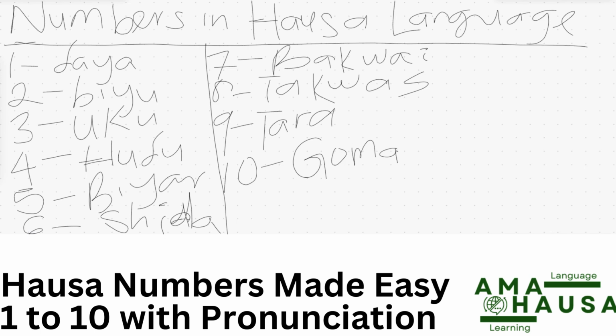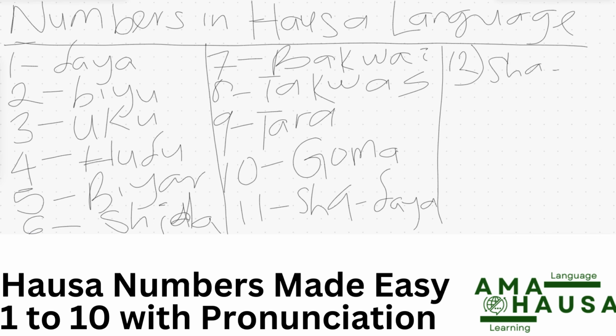From 11 to 19, it's pretty easy, and that's one amazing thing with the Hausa language. All you need to add to daya, biyu, uku, hudu is just sha. So we have sha daya, which is 11. 12 is sha biyu. 13 will be what? Sha uku. 14, sha hudu.